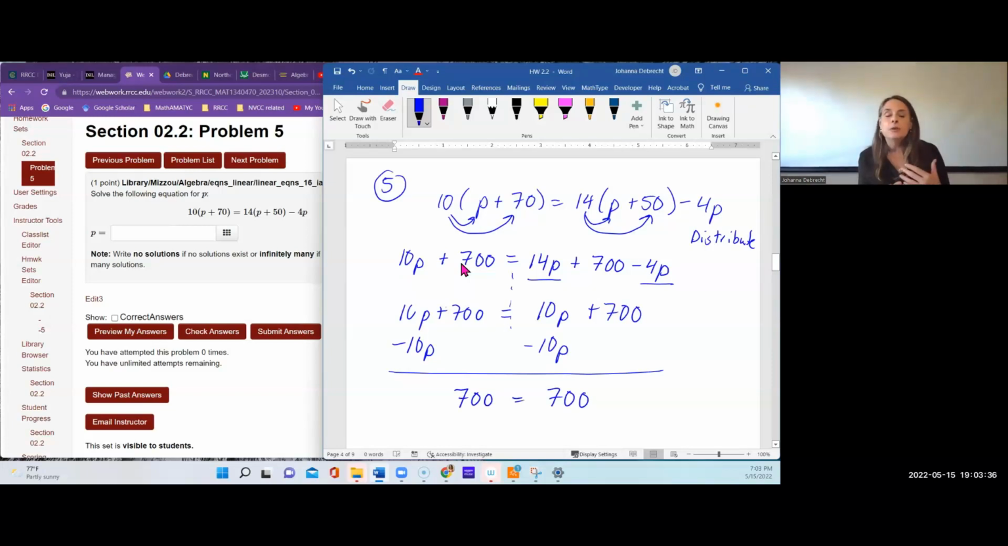If all the variable terms disappear and what you're left with is a true statement, we call it an identity. An identity is anything like 2 equals 2 or 5 equals 5, because that's always true. An identity means there are infinitely many solutions. In fact, you can pick any number you want for p and it will still work.